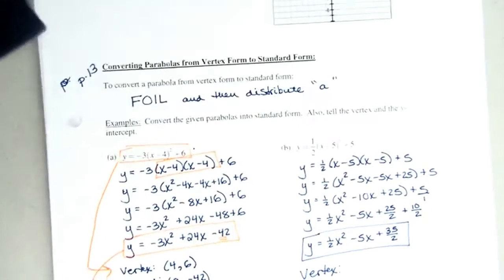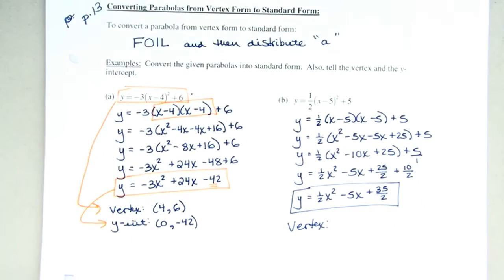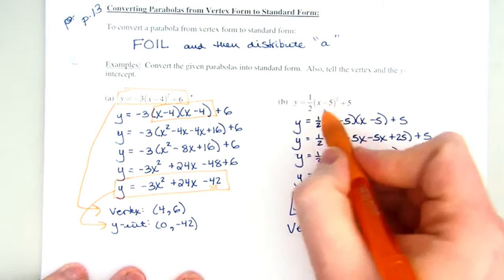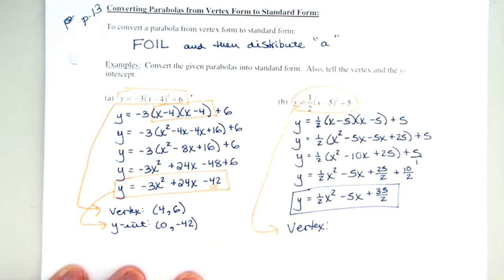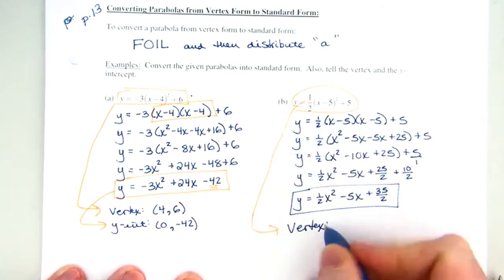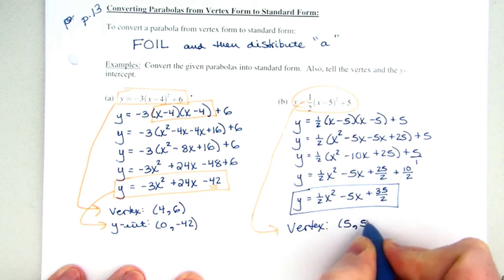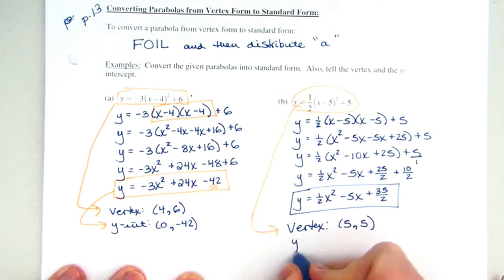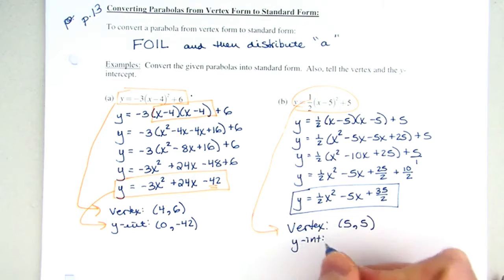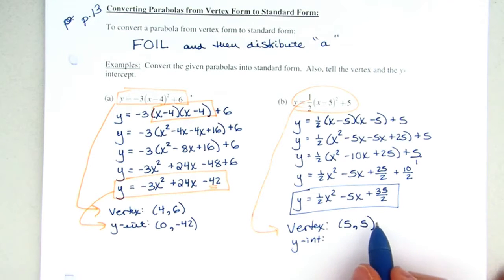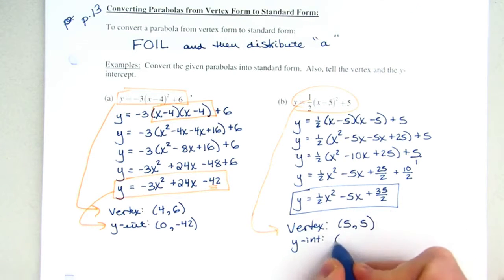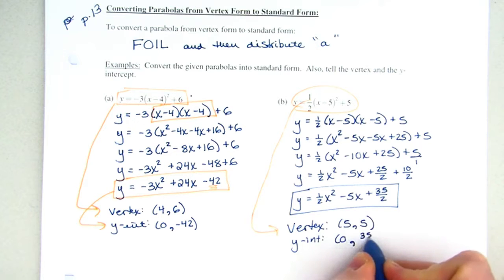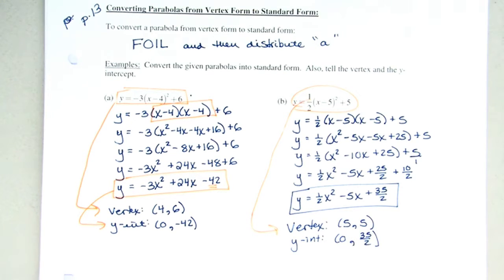Can you tell me the coordinates of the vertex? I'm not going to bother with negative b over 2a. I'm taking my vertex straight from vertex form. Moved right 5, up 5. My vertex is (5, 5). Can you tell me the coordinates, and remember I want coordinates, of the y-intercept? Well, y-intercept I'm going to take from standard form. I'm going to get (0, 35 halves), my c value.